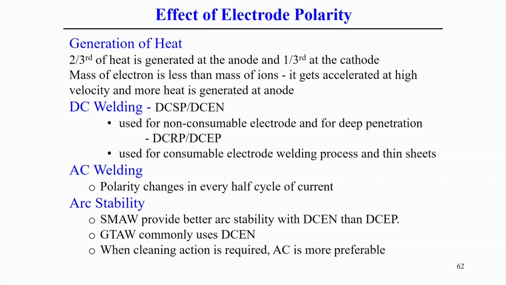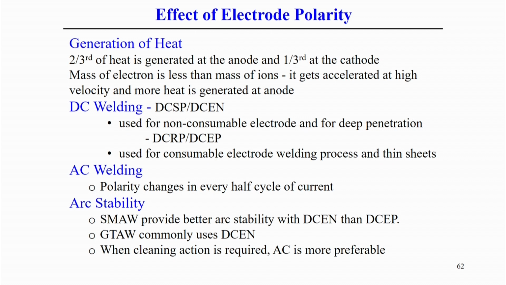In this case, the mass of the electron is much less than the mass of the ion. So the electron gets accelerated to a high velocity and more heat will be generated at the anode. That means when the electron is attracted to the positive workpiece and impacts on it, it is expected that more heat will be generated in the workpiece. So, that is the principle.